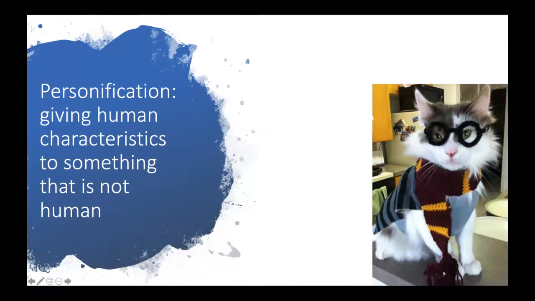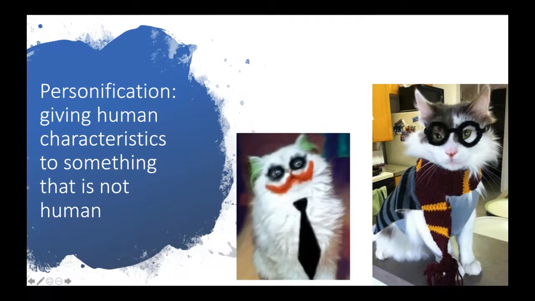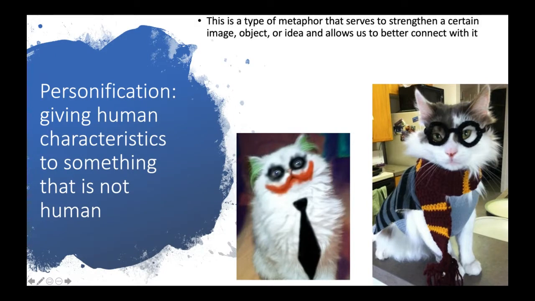So that is personification. I sincerely hope this is Photoshop for this kitty's sake, but Joker kitty. So this is a type of metaphor. A metaphor is something that represents something else, basically, and it serves to strengthen a certain image, object, or idea and allows us to better connect with it. We often talk to our pets, and don't you dare, you don't, because I guarantee that you do. We talk to them like they're people, like we think they can understand exactly what we're saying.